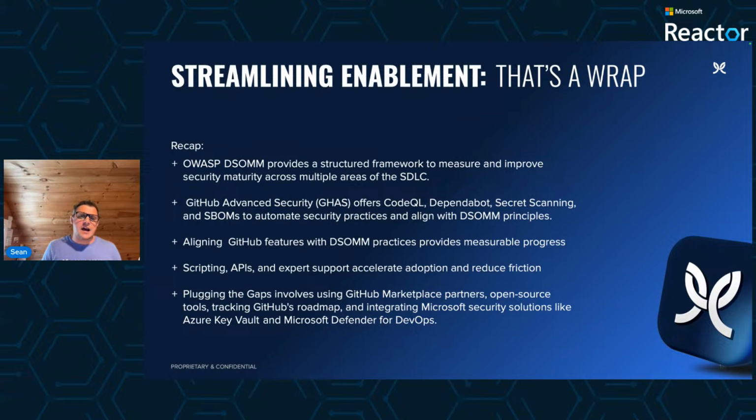We also discussed how automation and expert guidance, such as scripting, repositories at scale, or building custom CodeQL support, can streamline adoption and accelerate those results. And finally, we covered how to plug the gaps by bringing in GitHub Marketplace partners, open source scanners, and Microsoft integrations like Defender, ensuring your security coverage extends well beyond the native GitHub toolset. Now, this closes the loop from understanding the framework to applying GHAS to enabling it effectively at scale.